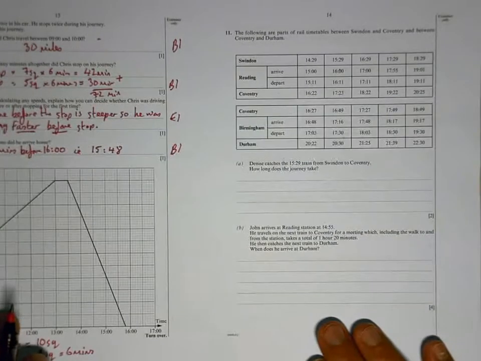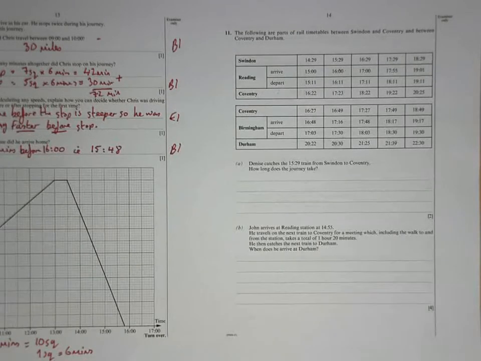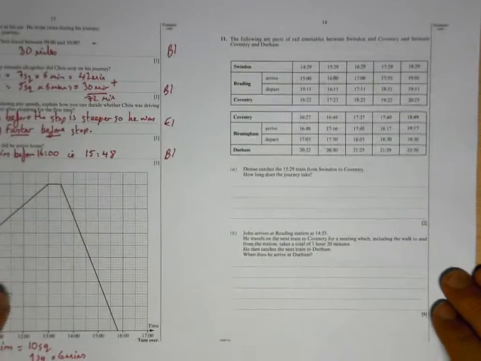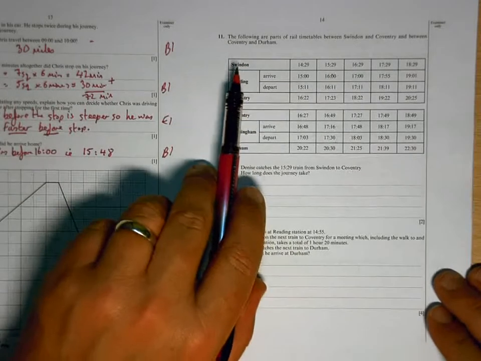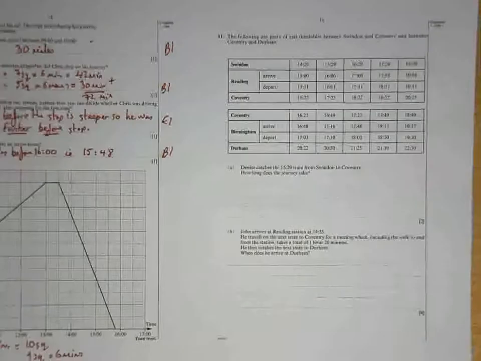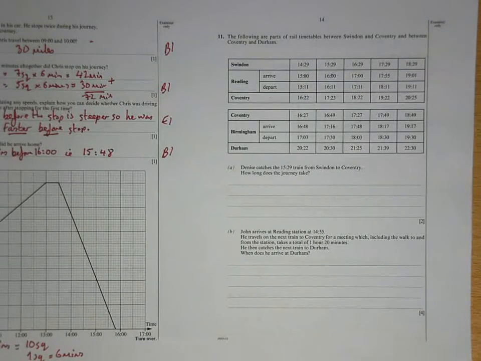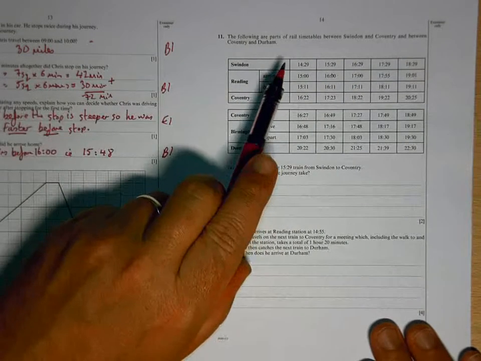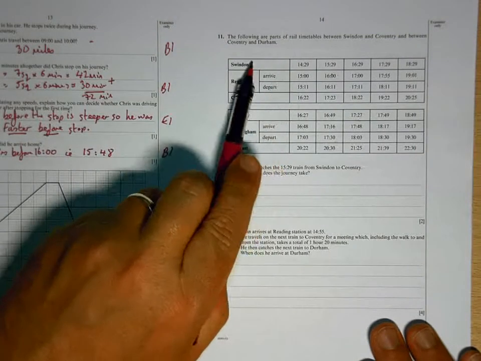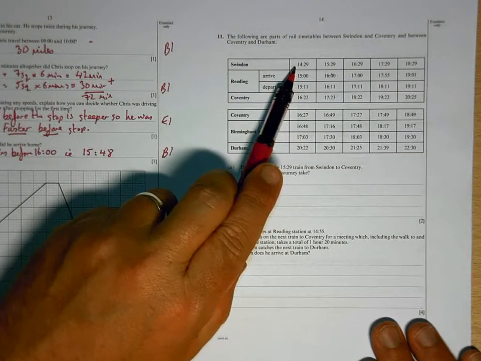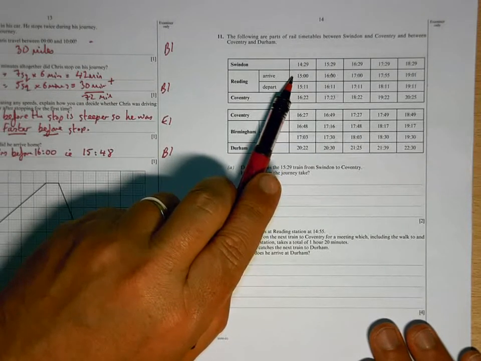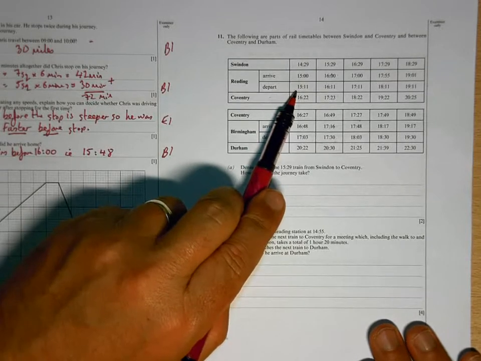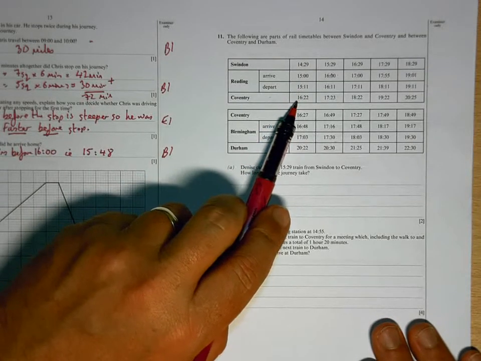Okay, now we are looking at reading a timetable. So let's just check, first of all, that we know what this is telling us. So the following are parts of rail timetables between Swindon and Coventry and between Coventry and Durham. So this is saying that the train will leave Swindon at 29 minutes past 2. It will arrive in Reading at 3 o'clock. It'll then wait in Reading. It doesn't leave Reading until 11 minutes past, and it gets into Coventry at 16:22.